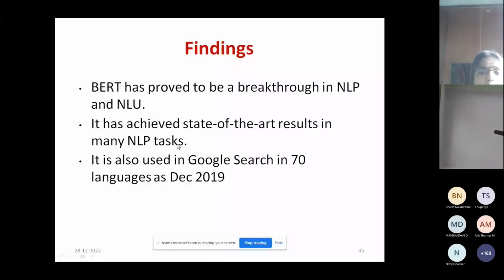It is also used in Google Search in 70 languages as of December 2019. When you compare with today's date, it is exceeding that number. These are my findings, and this is a new trend in ML capabilities.